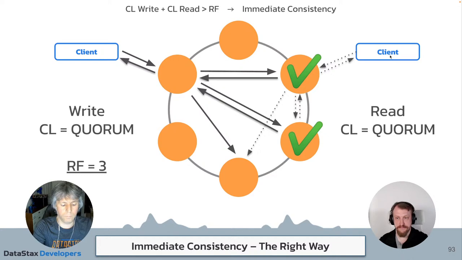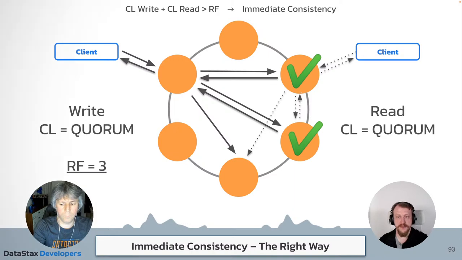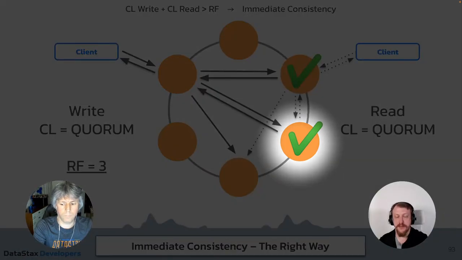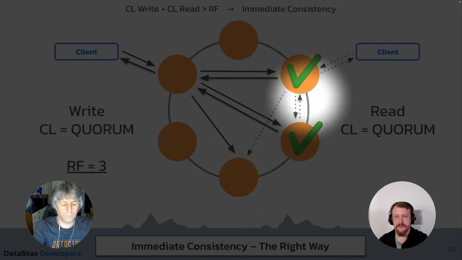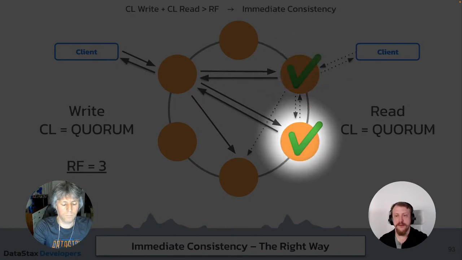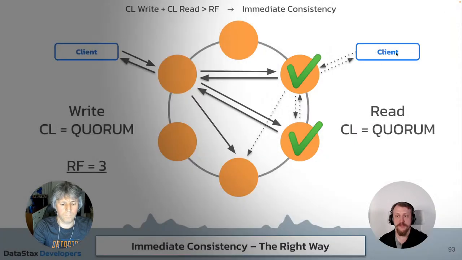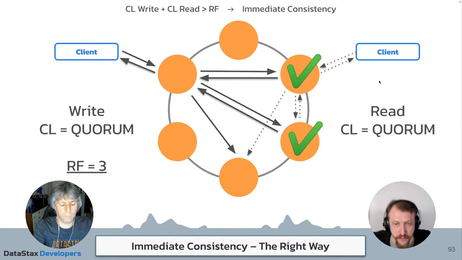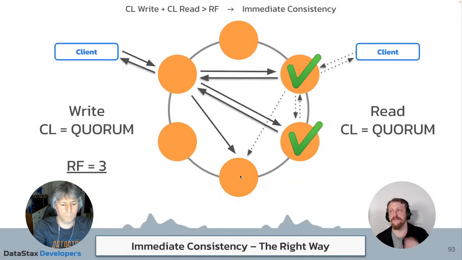Now I read data, and I also read with consistency level quorum. There are two possible scenarios. This server will answer faster, or this server will answer faster. If this server answers faster, we have quorum here, so we have up-to-date information, and the client gets up-to-date information. That is a boring scenario, where everything works as expected. Let's talk troubles. Let's imagine this bad guy was faster, and it gave a wrong answer. Not wrong, but stale, right? Outdated. Then the situation is more interesting.